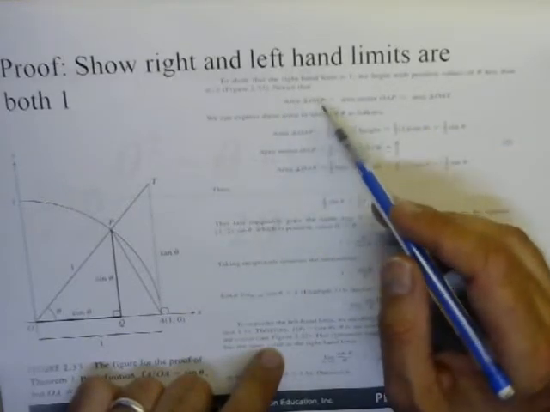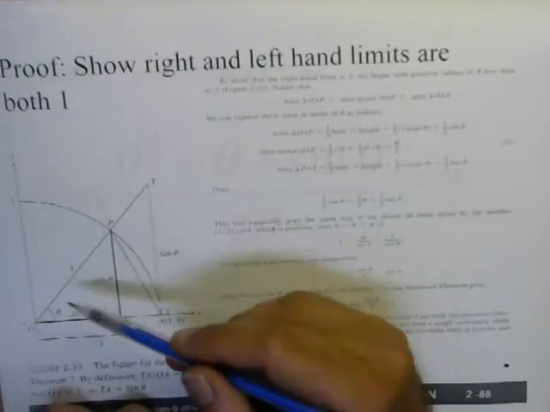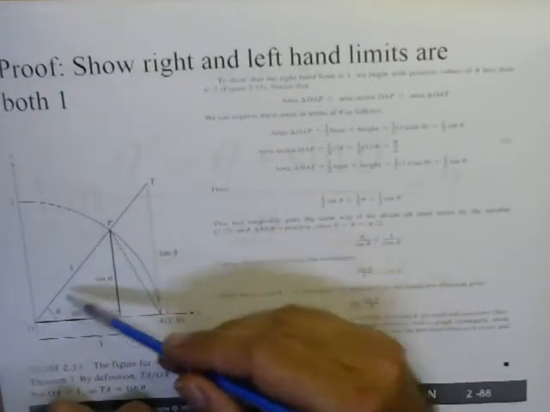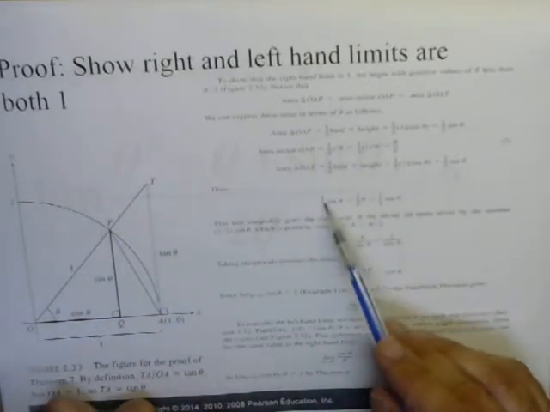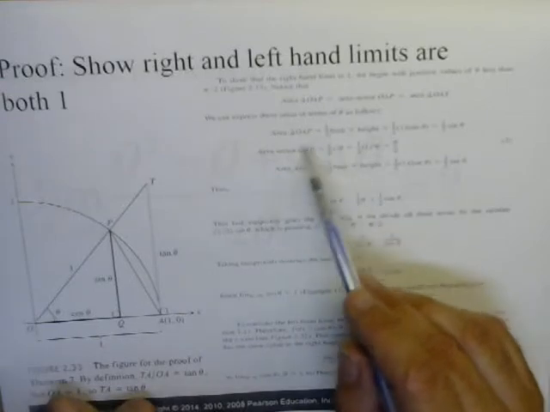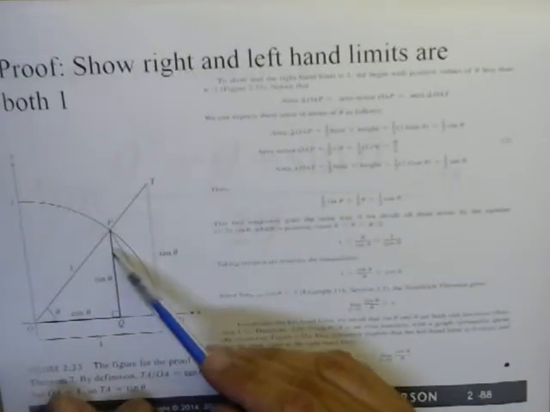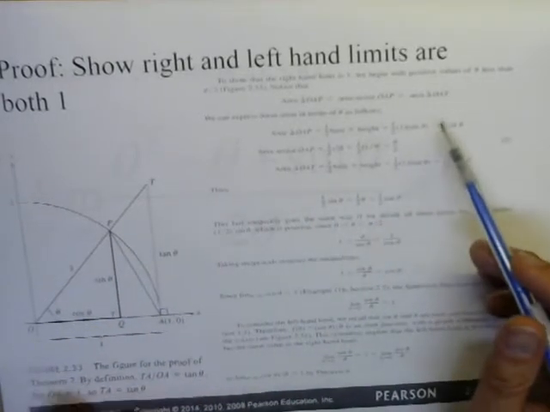If you look at the area of triangle OAP, that triangle would be less than the area of the pizza-shaped sector there. And the area of that would just be 1/2 times sine of theta, because it's 1/2 the base, which is of length 1, times the height, which is sine theta.